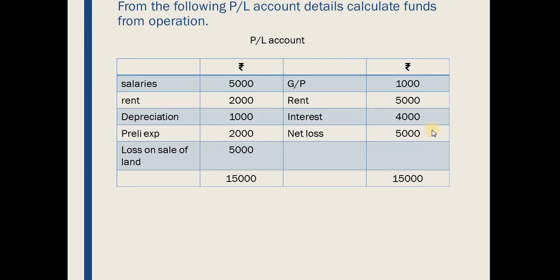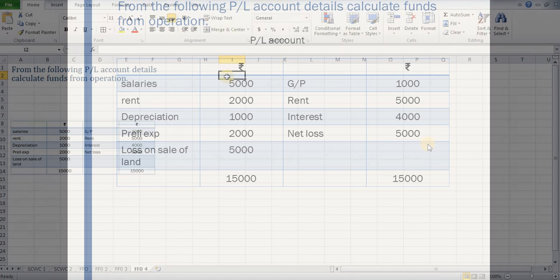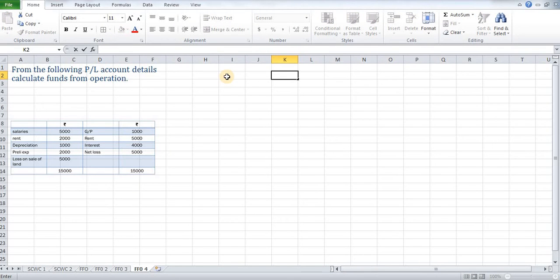So here the company is having a net loss. So while preparing the funds from operation statement, we have to show it as a negative value. Now let us prepare the funds from operation statement. First we will give the table heading, funds from operation statement. In this question we will find the funds from operation through the statement method. So there should be three columns. The first column is the particulars column, the second and third columns will be the amount columns.